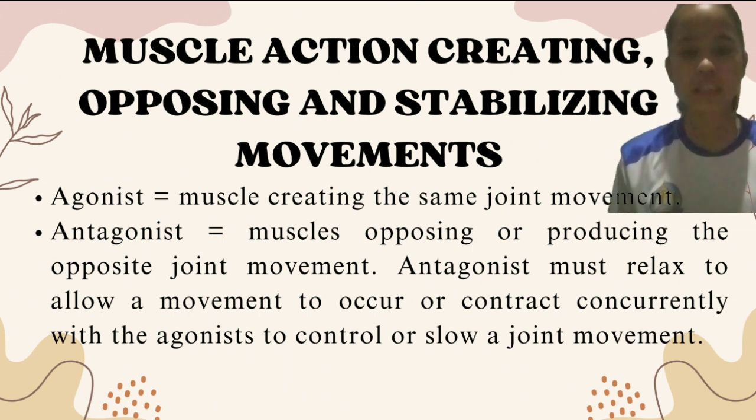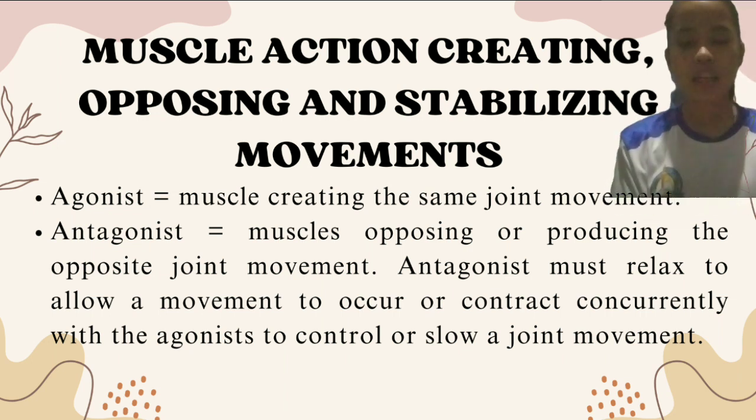Antagonist: the antagonist is a muscle or group of muscles that opposes or produces the opposite joint movement to the agonist. The antagonist must relax to allow a movement to occur, or it may contract concurrently with the agonist to control or slow down the joint movement. It acts in coordination with the agonist to ensure smooth and controlled motion.